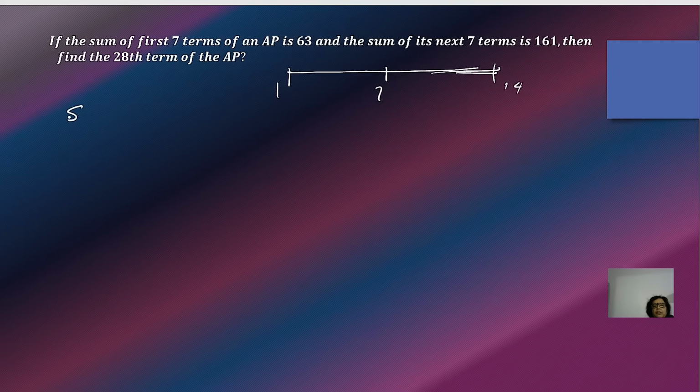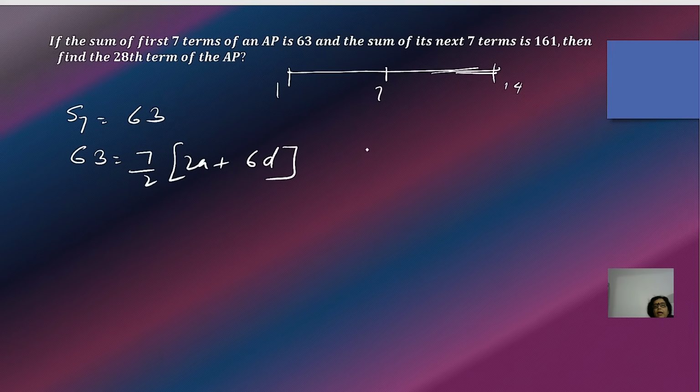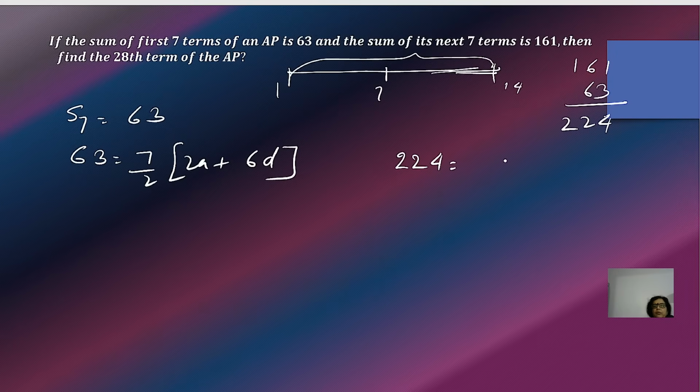So S7 is given as 63. So 63 is equal to 7 by 2, 2a plus 6d. And now we take the sum of 14 terms over here. So the 14 term summation will be 161 plus 63, because from here to here it is only 161. So right from the beginning it will be 161 plus 63, that is 224. So we can write 224 is equal to 14 by 2, 2a plus 13d.